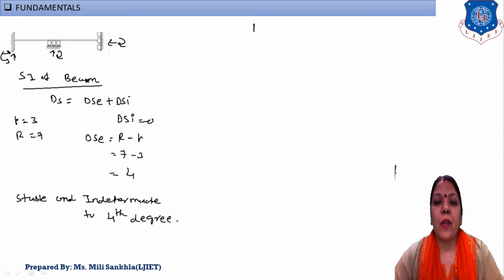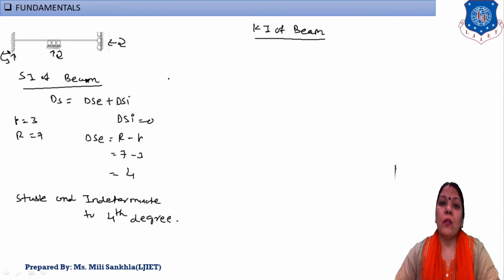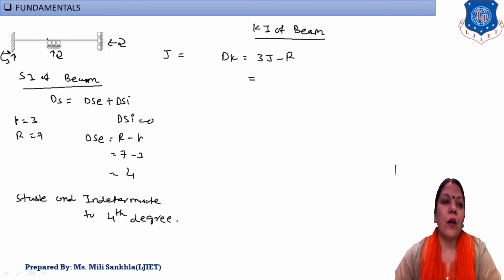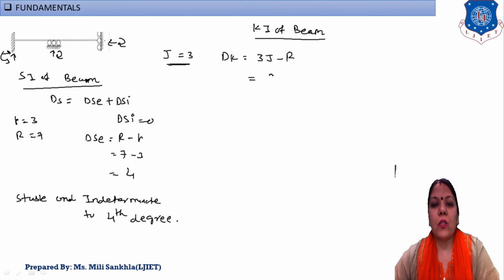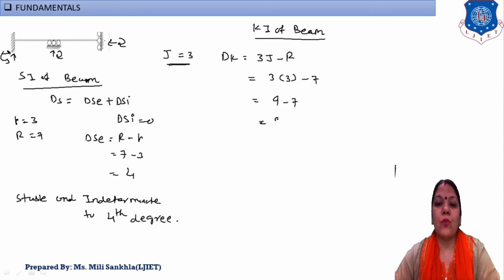Now we find out Ki of beam. So make a heading, Ki of given beam. Now what is the equation of Ki? Because no internal hinge, Dk is equal to 3j minus r. J for joint, j is equal to 1, 2 and 3. Put the value of j is equal to 3 and r we found out 7. Now 3 3s are 9 minus 7, our answer is equal to 2.